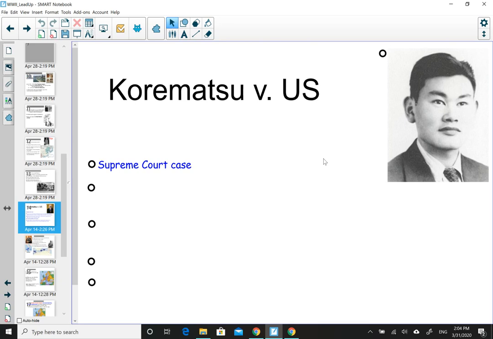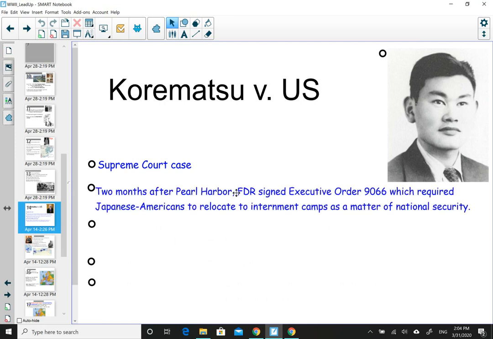Two months after Pearl Harbor, FDR issued an executive order, that is an order issued by the president that has the force of law. Executive Order 9066 required all Americans of Japanese ancestry to relocate to internment camps as a matter of national security. You'll read about the internment camps in your textbook this week, so I won't dwell on it here. But suffice it to say, it represented an enormous infringement on the rights of fellow Americans.